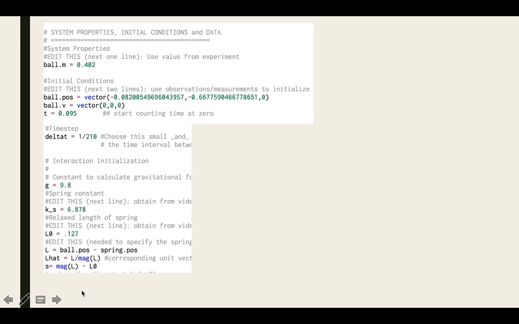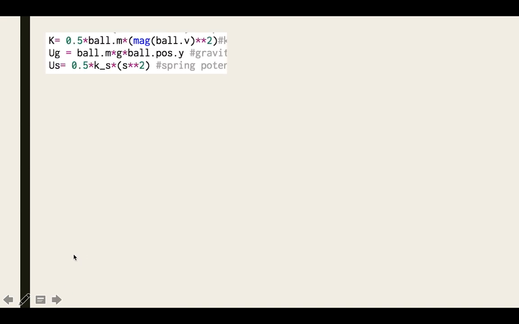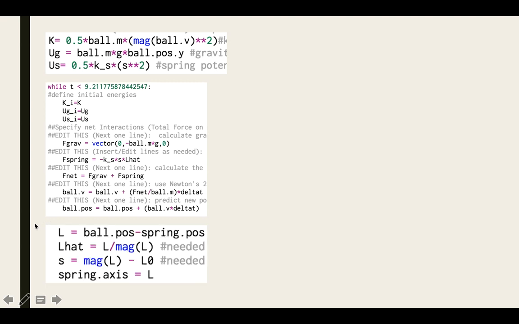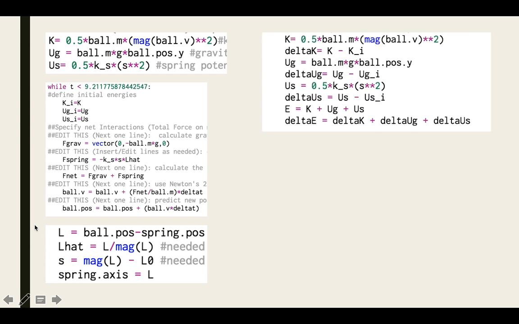After finding those two values, I created a computational model of the object's motion. I first changed the initial conditions to match that of the situation, and then computed the initial energies of the system using the equations to determine kinetic, gravitational potential, and spring potential energy. I edited the while loop to calculate net force using the gravitational and spring forces, to update the ball's position and velocity using Newton's second law, and to update the spring's length and stretch. I also found the energy changes by finding the new kinetic, gravitational potential, and spring potential energies at the new position, and then subtracting the initial energies from them.